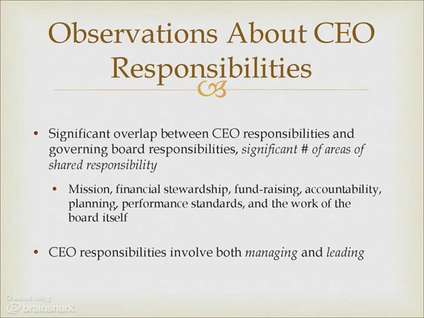So there are observations about a CEO's responsibilities that are discussed in the textbook. And this is where there's talking about significant overlap between the CEO's responsibilities and the governing board's responsibilities. There's a significant number of areas of shared responsibility. And that's important for you to understand for those of you who have not worked with any kind of board of directors or been in an executive director or CEO position, is that they don't operate the same from one organization to another. There are general guidelines and there are ideals, but each one may be different from the other, and there's oftentimes overlap in areas of responsibility which can cause challenges and conflicts.